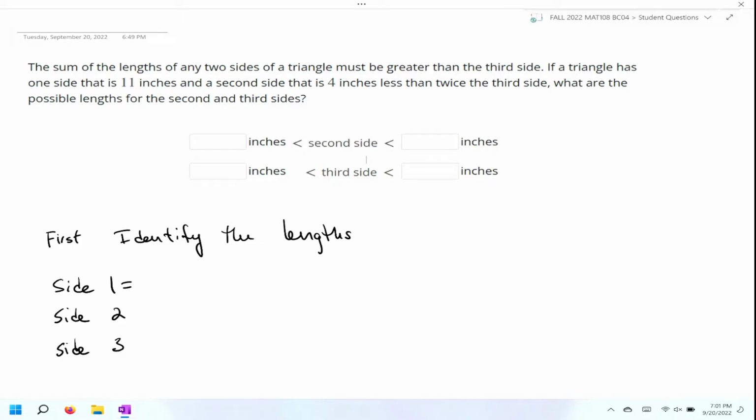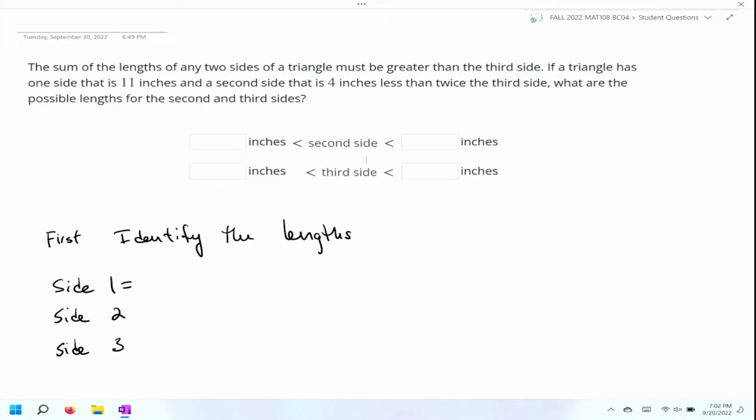So the sum of the lengths of any two sides of a triangle must be greater than the third side. If a triangle has one side that is 11 inches and a second side that is 4 inches less than twice the third side, what are the possible lengths for the second and third sides?